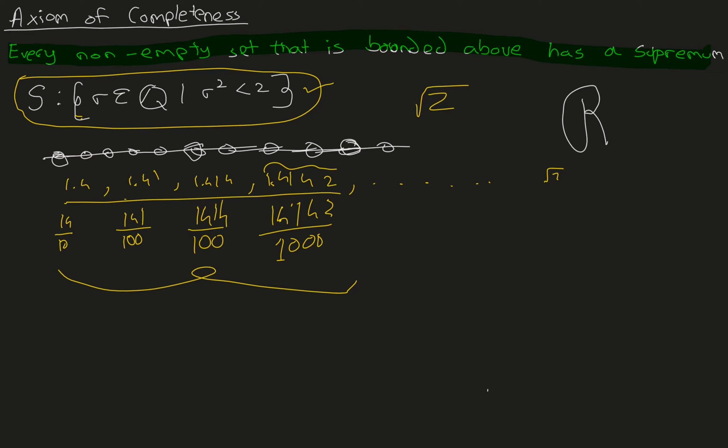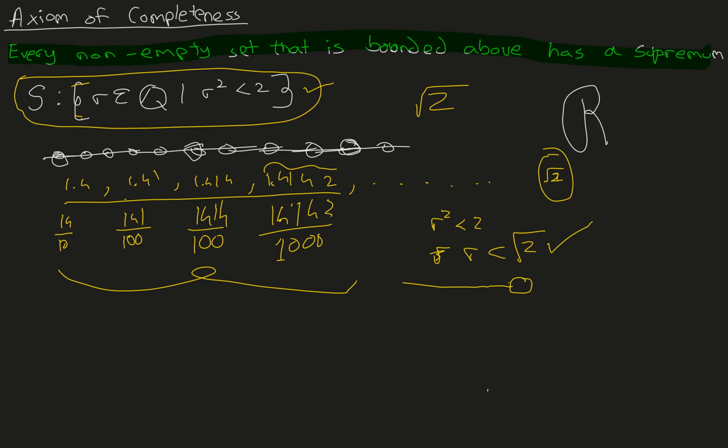There should be a supremum for this set. If you remember from the previous videos, the supremum is the least upper bound. Root 2 is certainly an upper bound for this set, because the set contains all elements r where r squared is less than 2, so r is less than square root of 2. So it contains all elements that are less than square root of 2. It goes up to, but not including, square root of 2.